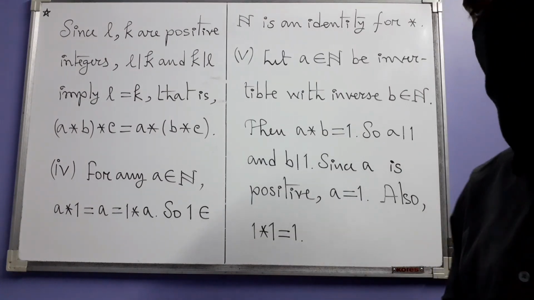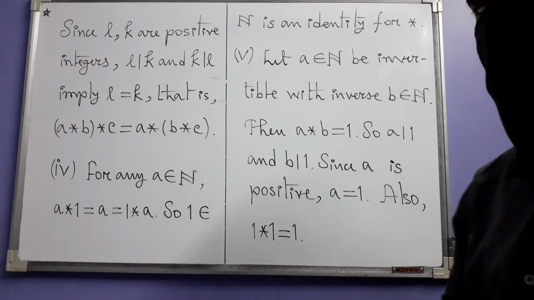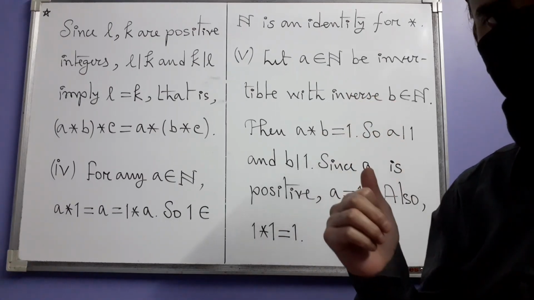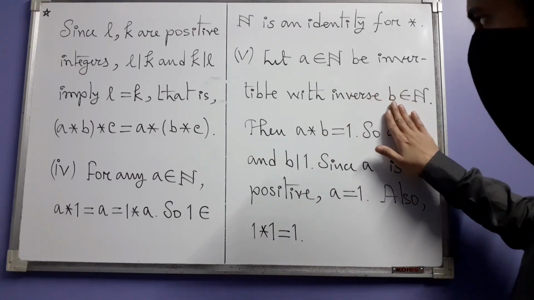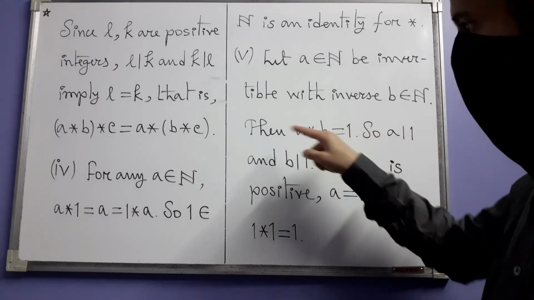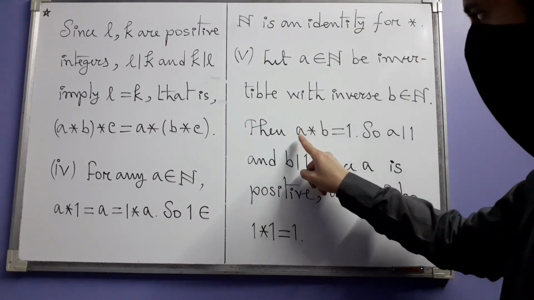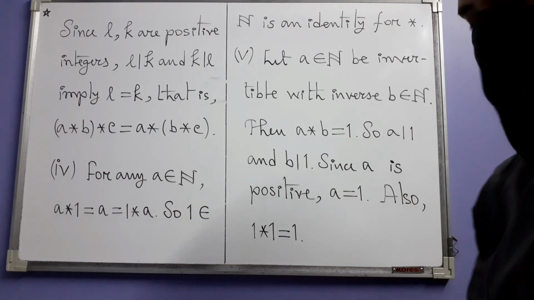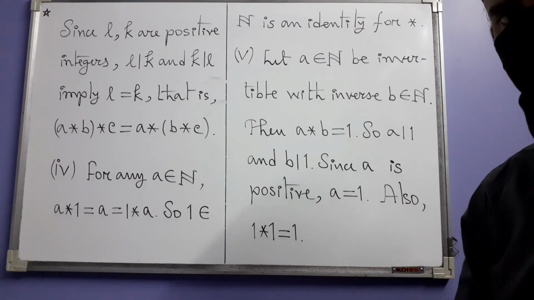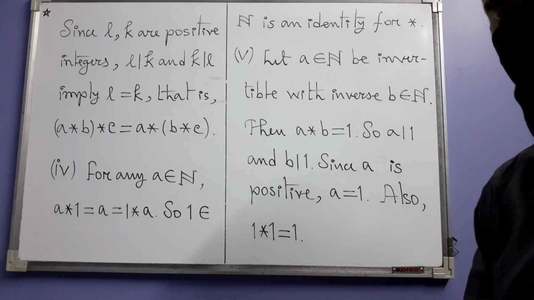Finally, part 5, where we have to find all the invertible elements in N under our operation star. So let A in N be invertible, that means it will have an inverse which will also be in N. Let its inverse be B. Then by definition of an element and its inverse, A star B should be that identity which is 1. But what does this mean? It means that the LCM of A and B is 1. So A has to divide 1, because 1 is a common multiple of A and B, means it's a multiple of A in particular, and B also divides 1.